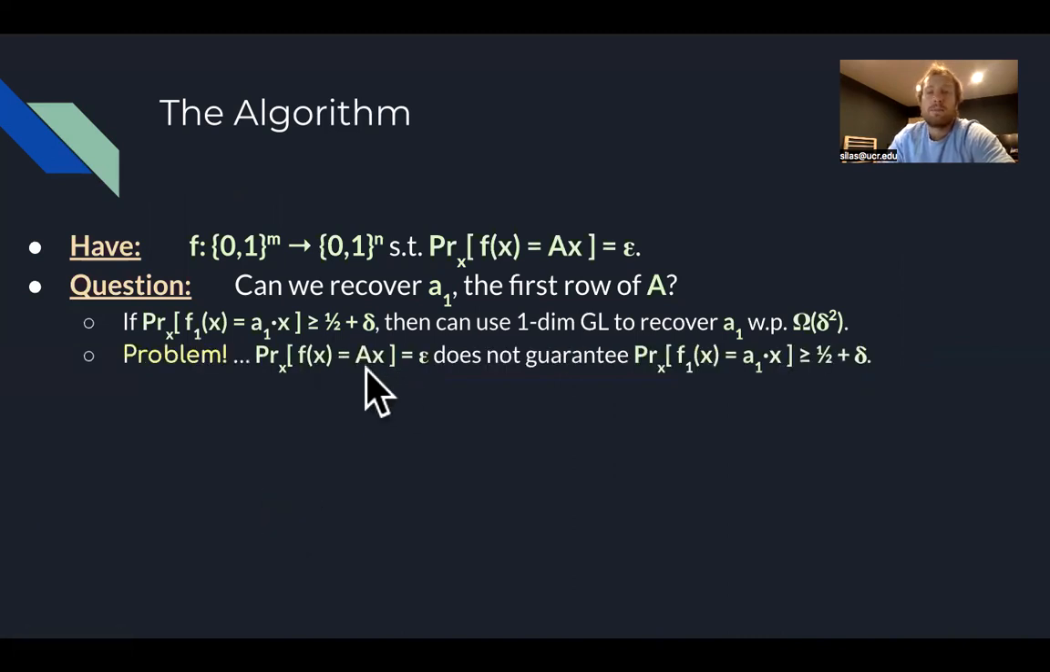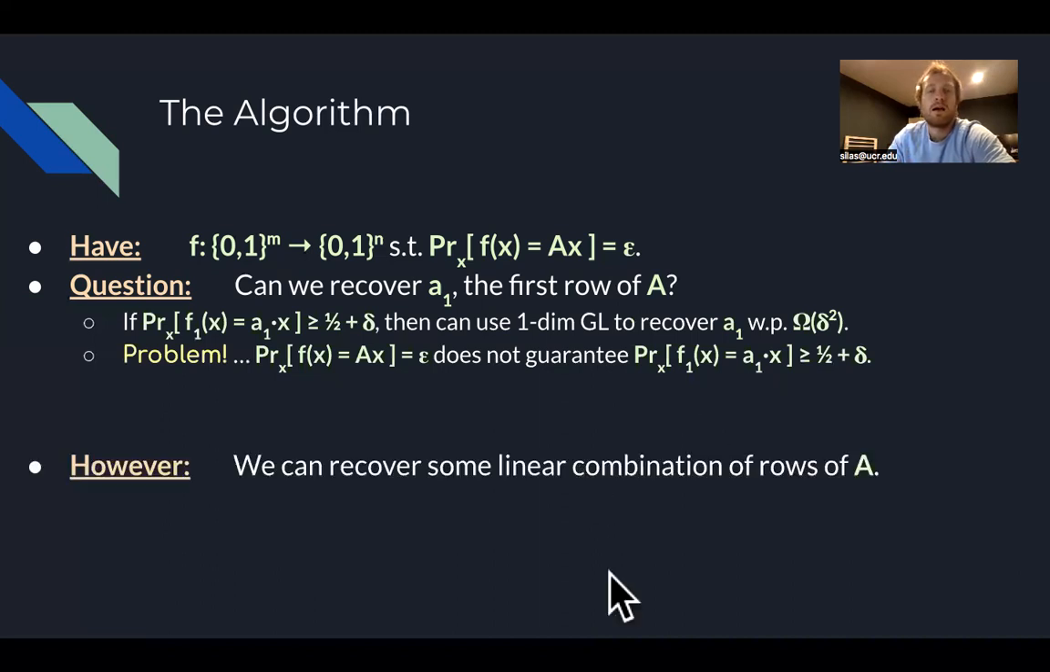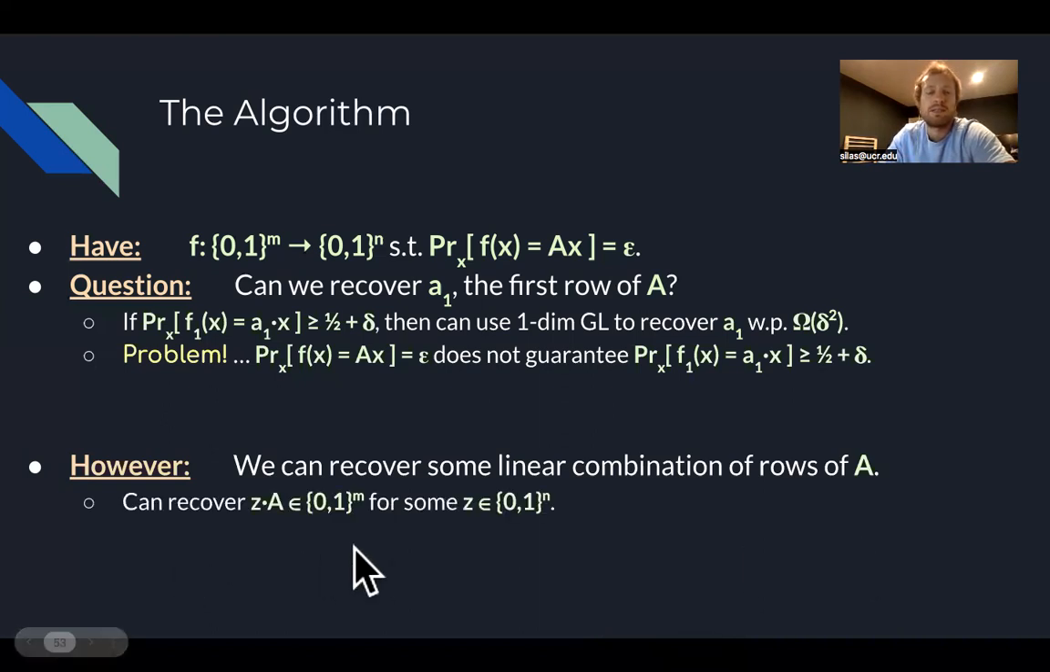Unfortunately, linear agreement epsilon does not promise that we're going to have agreement 1/2 plus delta with the first row. It's pretty easy to build some pathological functions which have agreement epsilon with A but not with the first row. However, maybe we can't recover the first row, but we will be able to recover some linear combination of the rows of A. So more specifically, we will be able to recover some row vector of the form Z times A for some row vector Z.